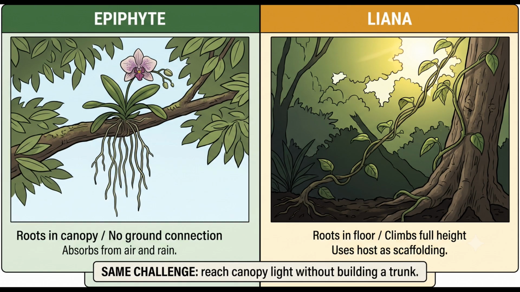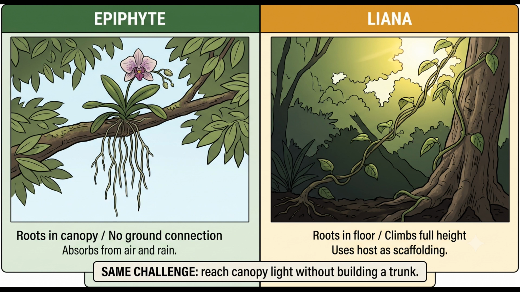An epiphyte starts and ends in the canopy. It takes root directly on a branch, with no ground connection whatsoever. It absorbs all its water and nutrients from rain, humid air, and debris that collects on the branch. An orchid 40 meters off the ground with no connection to the soil below.